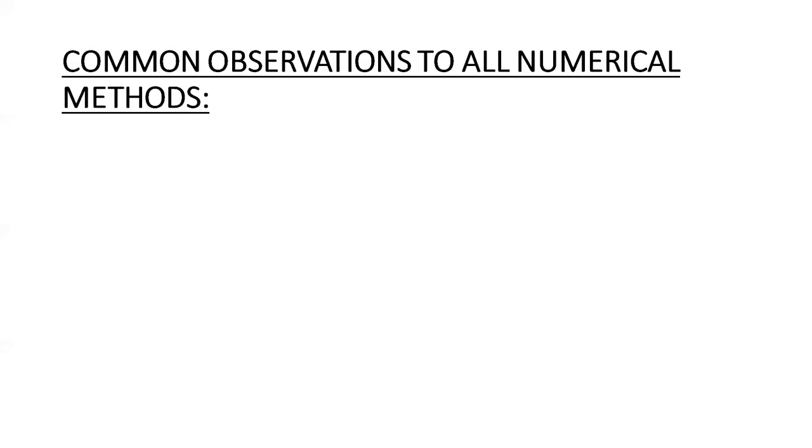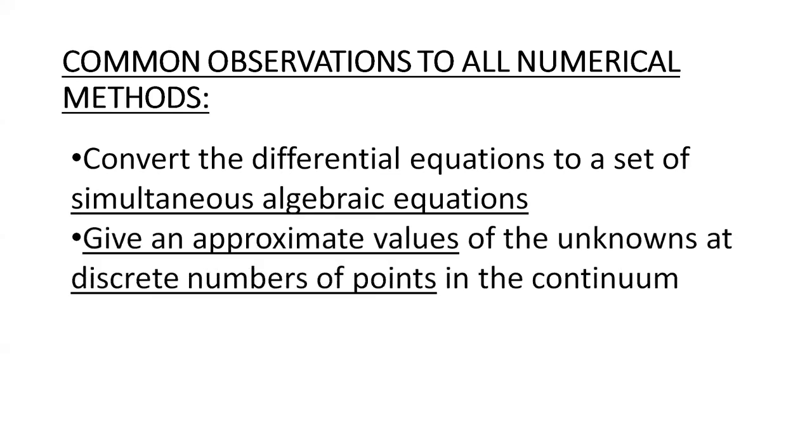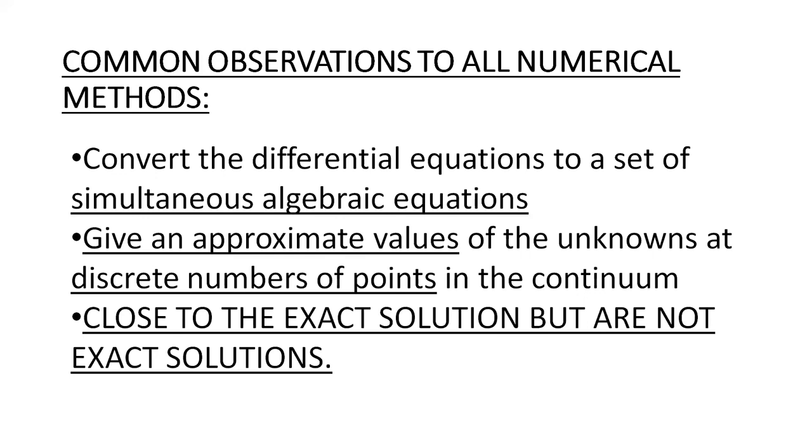Some observations common to all numerical methods are: any numerical method converts a set of differential equations to a set of simultaneous algebraic equations which are going to be solved to obtain the value of unknown at the discrete number of points in the continuum. The thing to be observed is that the solution achieved by any numerical method is close to the exact solution but is not the exact solution. This means that however accurate the numerical method might be, there always is going to remain some error between the numerical solution and the exact solution.